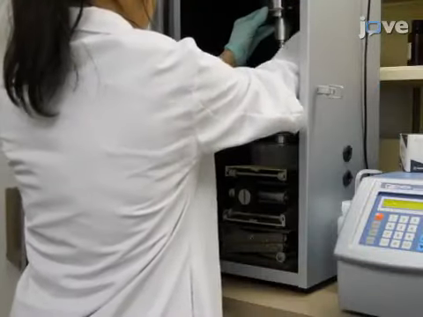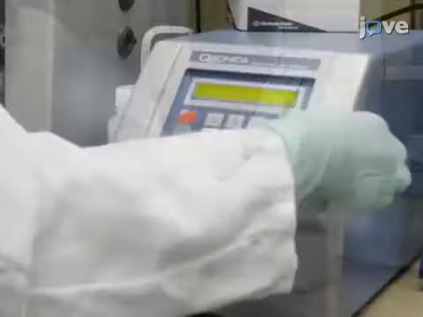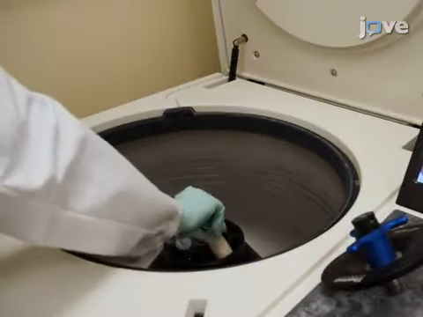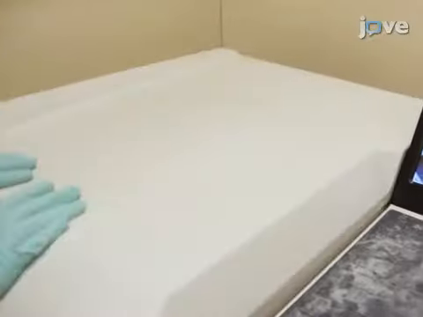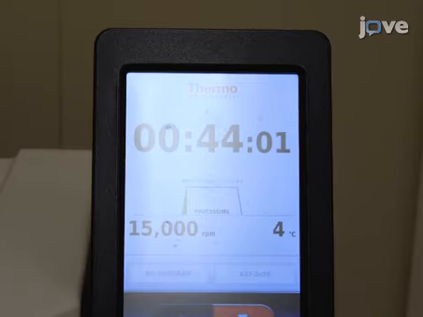Sonicate the cells at 4 degrees Celsius for 7 minutes with a cycle of 2 seconds on, 2 seconds off. Then, centrifuge the lysate at 26,900 times gravity for 45 minutes at 4 degrees Celsius. Ensure that the mixture does not freeze during centrifugation.